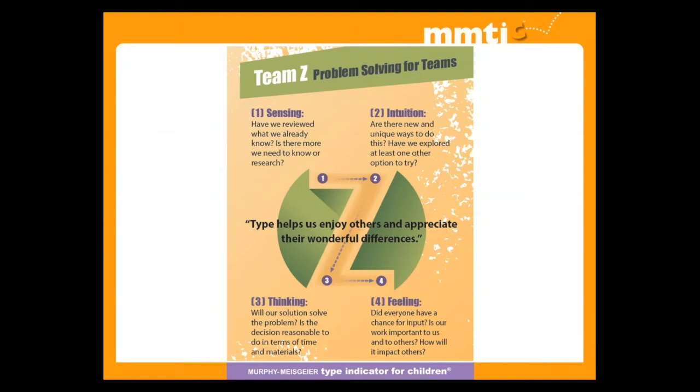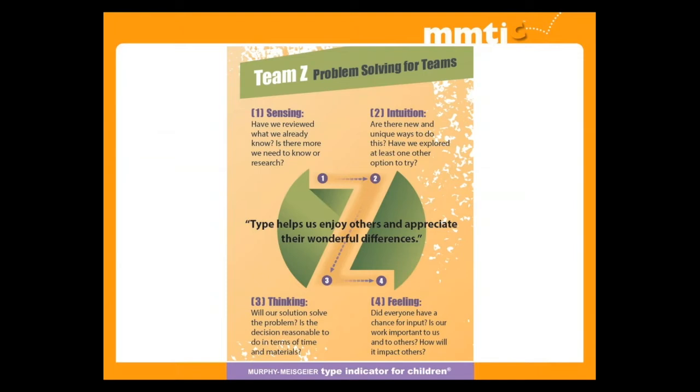So Z is not complicated, and the 8-year-olds are fine with it. They're like, oh, Z. And the Z is only there because the 4 letters created a Z. Originally, there was some belief that you followed the Z in order, from sensing to intuition to thinking to feeling. I totally disagree with that, and I think many others do also.